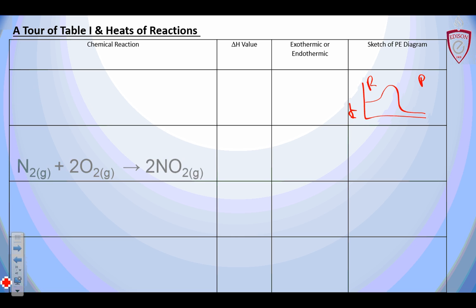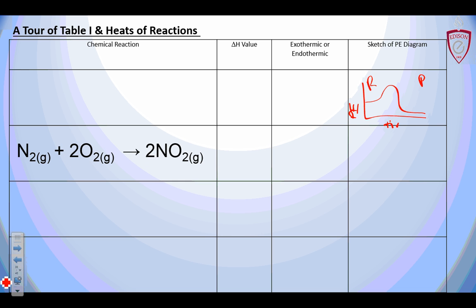All right, another one. Nitrogen combined with oxygen to make NO2 gas. Pay special attention to the gas. These are the phases here. Sometimes that'll trip us up. I see that that's a positive 66.4 kilojoules per mole. So I know right away that's an endothermic reaction.